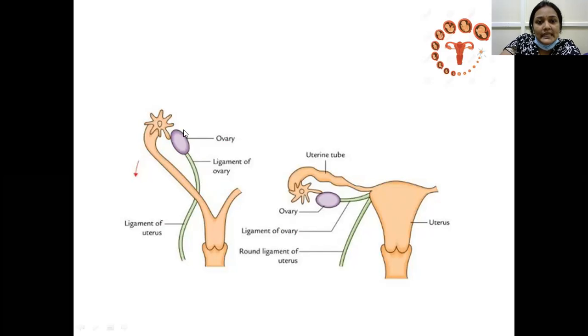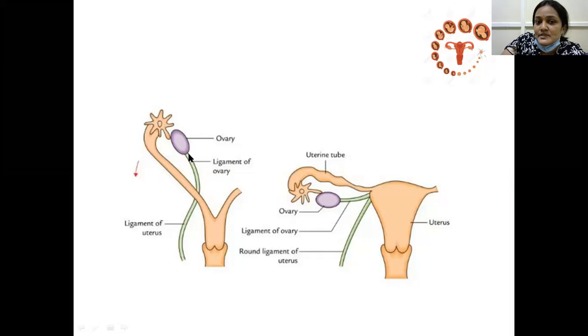So from the upper part of the ovary, there arises the infundibulopelvic ligament, which connects the ovary to the lateral pelvic wall. And this is the ligament of ovary. After the complete development, you are able to see the ovary here, but it descends into the pelvis. After the development, the proximal attachment of the ligament of ovary becomes the ovarian ligament, and the distal attachment becomes the round ligament of uterus, which is homologous to the gubernaculum of testis in males.